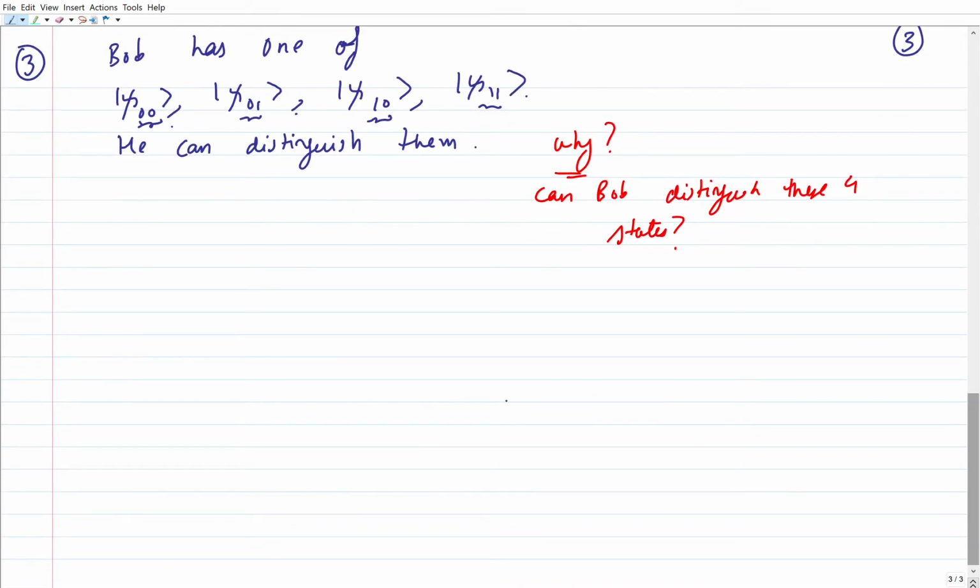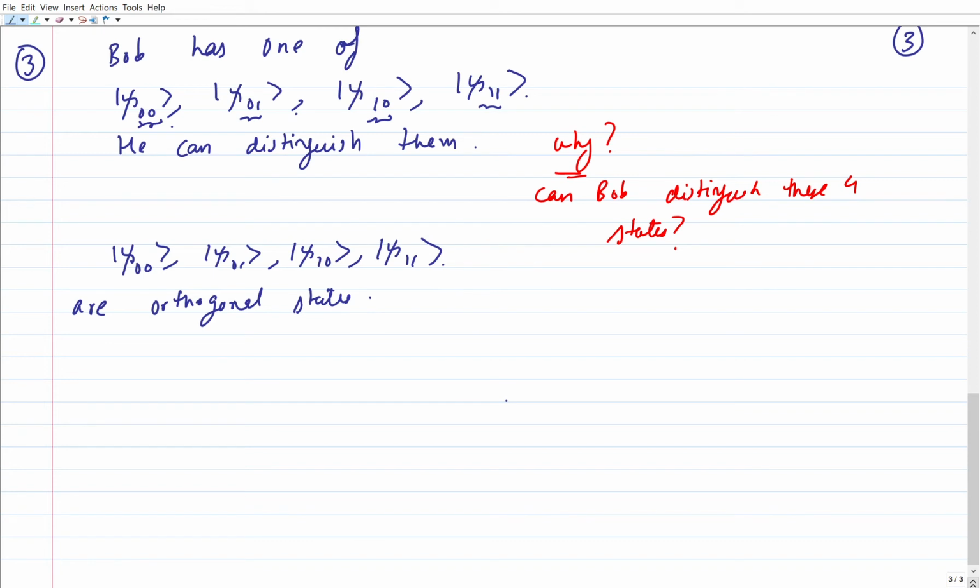Well, if you look at it, these 4 states are orthogonal. Think about it, but the idea is that one can always distinguish orthogonal states.